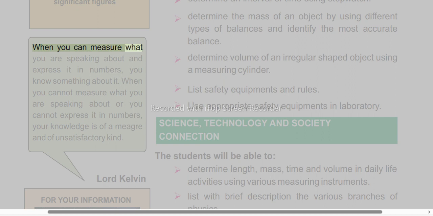When you can measure what you are speaking about and express it in numbers, you know something about it. When you cannot measure what you are speaking about or you cannot express it in numbers, your knowledge is of a meager and of unsatisfactory kind. Lord Kelvin. For your information, Andromeda is one of the billions of galaxies of the known universe.